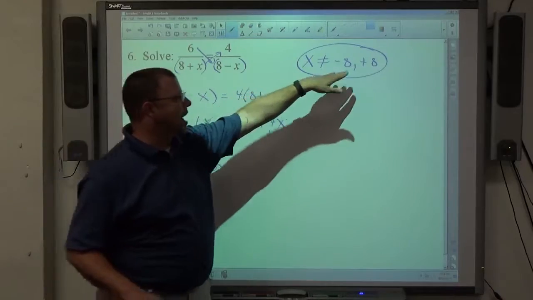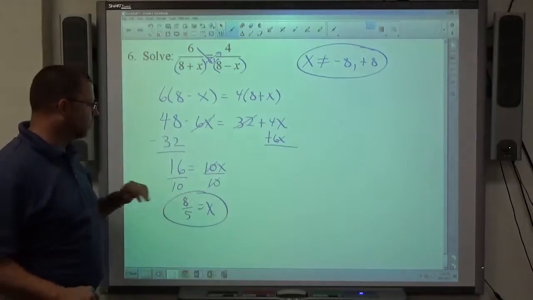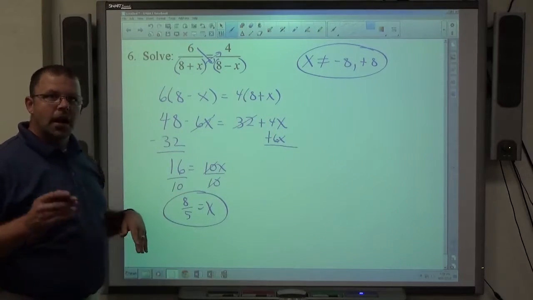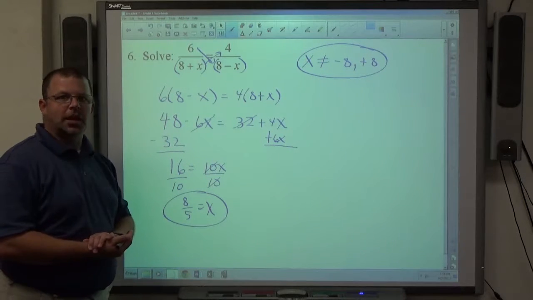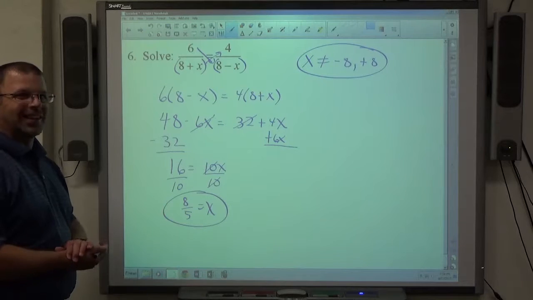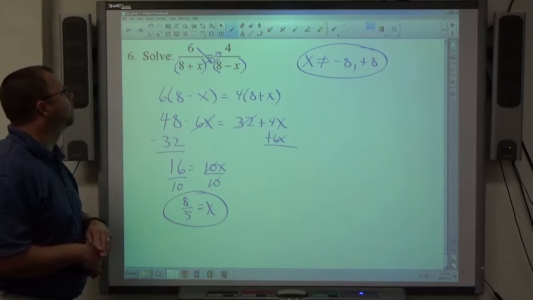If one of these answers happened to show up, and that was the only answer, let's say we got x equals 8, you'd have to throw it out, put an empty set. It may or may not happen. They're kind of tough to make, so I'd say more likely it's not going to happen, but just be watching for that possibility.